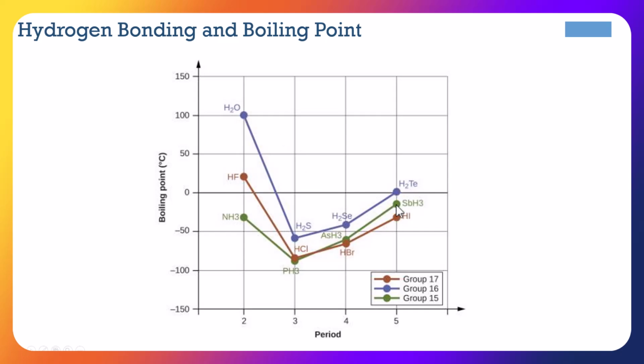And we see the same trend in group 17 and group 15, right? So big molecule, high boiling point, smaller, lower, smaller, lower, whoop! Oh, it's fluorine. That's hydrogen bonding again. Here we see the same thing. Biggest molecule, high boiling point, smaller, lower, smaller, lower, whoop! Oh, that's hydrogen bonding again.